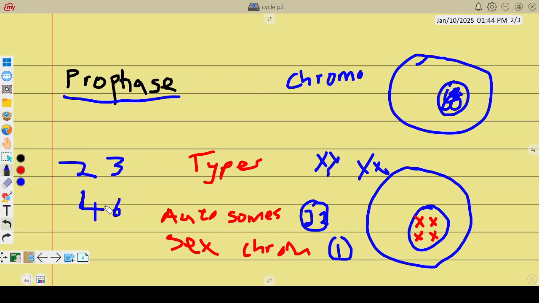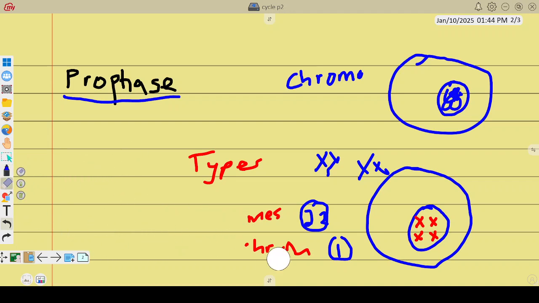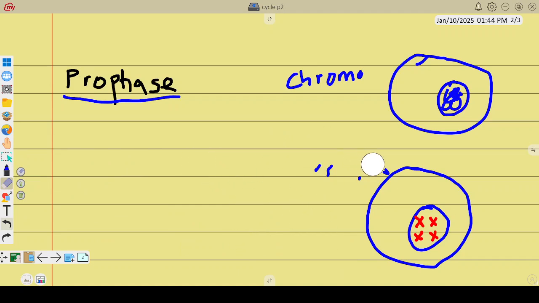In pairs, when we divide 46 by 2, we get 23. I just wanted to make mention of that. Out of the 23, we have one pair which is the sex chromosomes, and then the rest of the entire pairs are called autosomes. Okay, so now we proceed to our prophase.